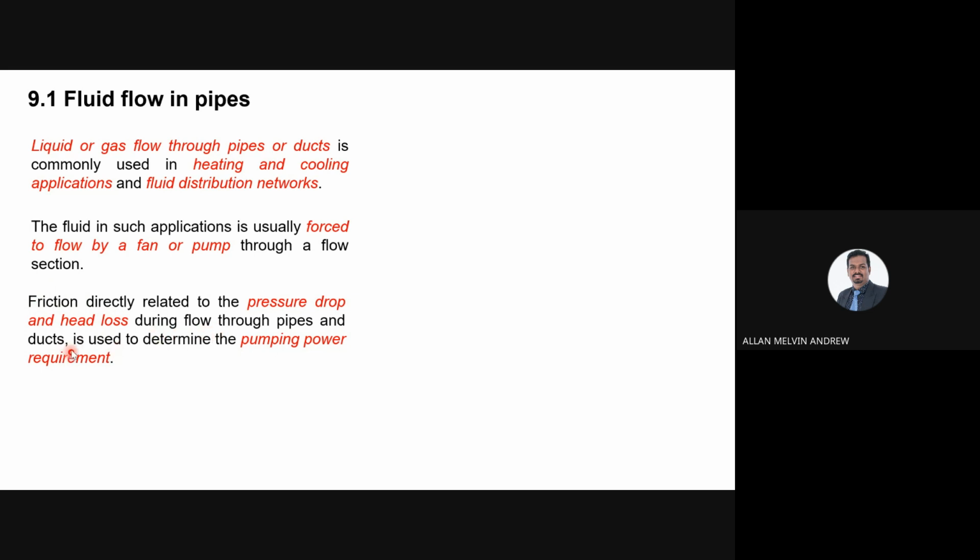The friction is used to determine the pumping power requirement. Based on the type of pipe and also the type of duct and the material used to construct the pipe and also duct, we will calculate the friction that it can handle. If the pipe or duct can handle more friction, we will only require little pumping power. If the friction is higher, then we need to have more power to overcome the friction. So that is what is related to fluid flow in pipes.